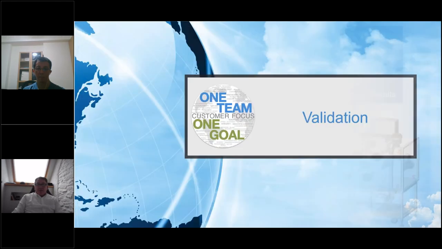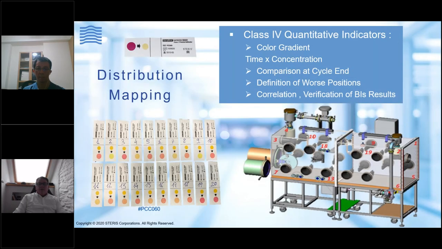Now, quick on validation. At STERIS, we have a number of tools to do the validation. We are using chemical indicators with a color gradient change. So the time and concentration will change the color of the chemical indicators. And here you can see that number 2 had more exposure than number 3. So we know where the weaknesses of the application can be. This is the starting color here as purple. And when it's fully changed, it's yellow.